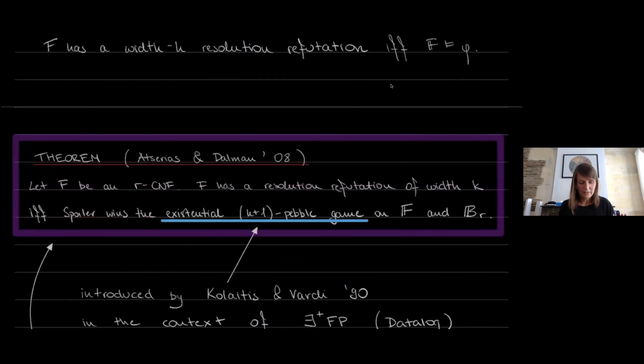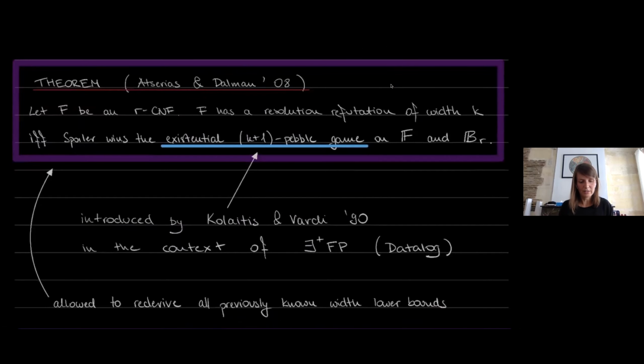Then a few years later, Albert Atserias and Victor Dalmau showed this very nice and quite well-known result, a combinatorial characterization of resolution width. They showed that a CNF F has a resolution refutation of width k if and only if Spoiler wins the existential k plus one pebble game on two structures. This is an encoding of the CNF, and this is an encoding of satisfying assignments.